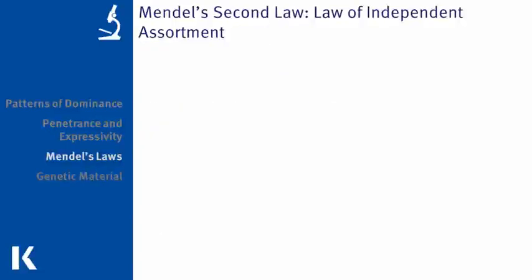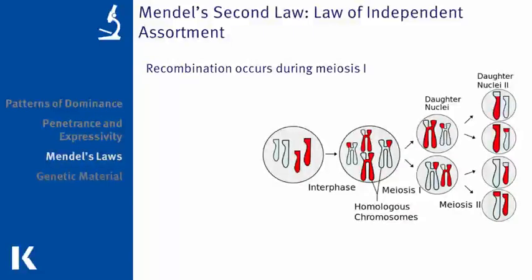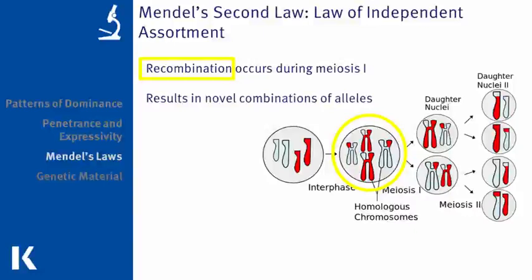Now let's investigate Mendel's second law, the law of independent assortment, which states that the inheritance of one gene is independent of other genes. During meiosis I, recombination of the genes occurs. Sister chromatids are combined with homologous chromosomes in prophase I to form tetrads. Here, the chromatids can swap genetic material, called recombination. This results in new and different combinations of alleles found on the chromatid.